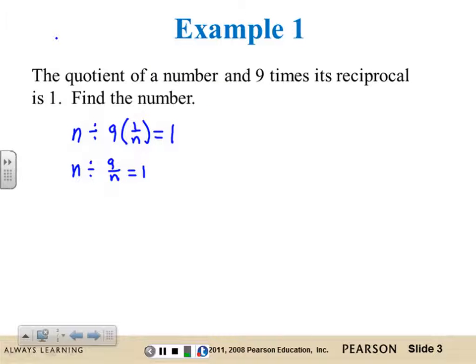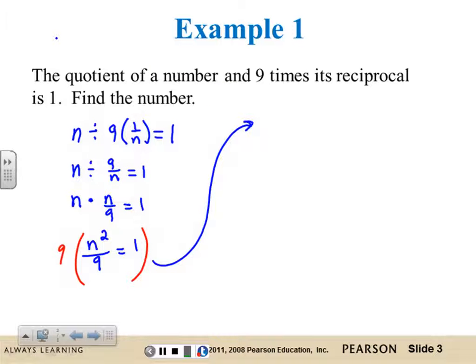And then we can't divide fractions, so we're going to change and flip. Keep the first one as is, change division to multiplication, and flip that second fraction. And then we're going to multiply, so we have n times n, which is going to be n squared over 9, equal to 1. And if we continue to solve, I'm going to multiply through by 9 to get rid of that fraction.